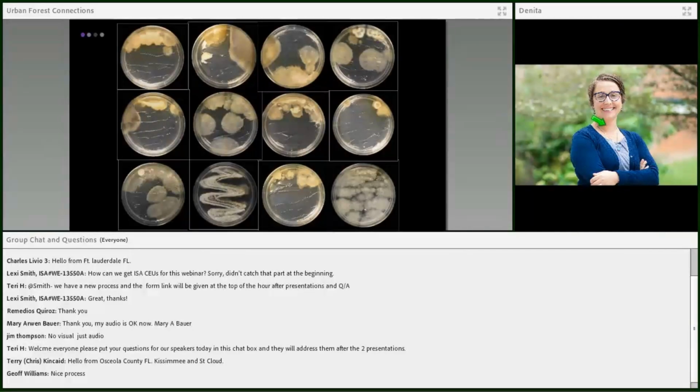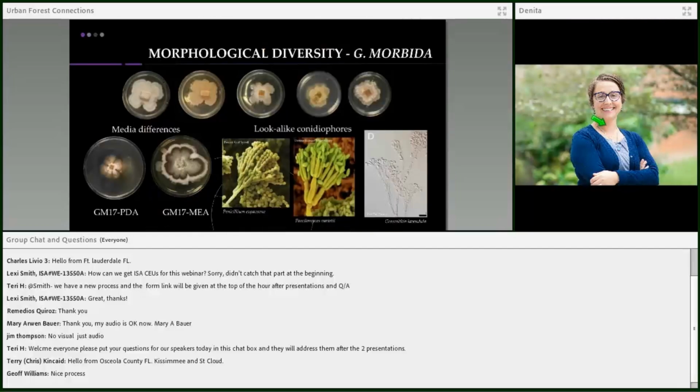Unfortunately, the reality is that this is what we often see. The cultures are quite often contaminated. You have other faster growing fungi, and the pathogen is super slow. It takes several weeks to create a small colony on a plate. So we needed to find a better way of identifying these.